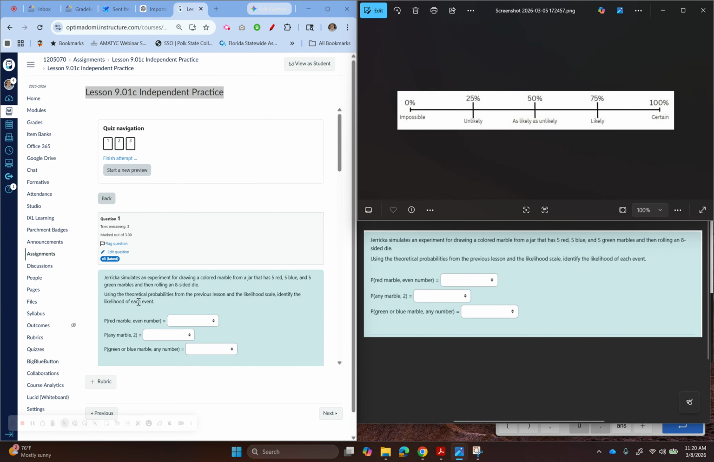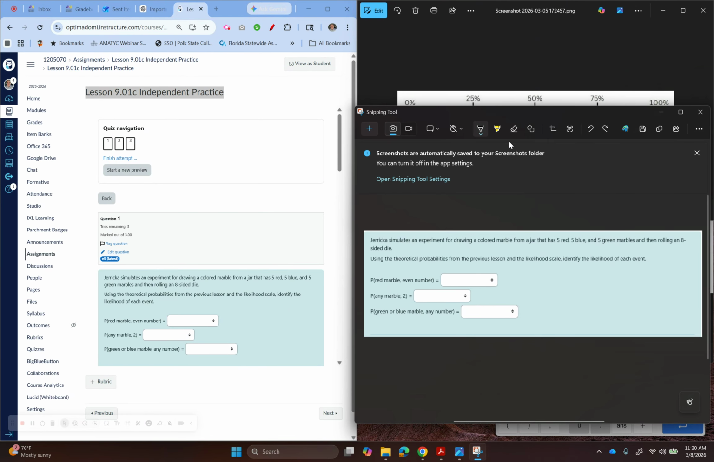So here we go. Let's do problem number one, the first one that says, what's the probability of a red marble and then an even number? Here you're taking marbles out of a jar, and look how many we have: 5 red, 5 blue, 5 green. So what's the probability that it's going to be red? Well, if there's 5 of each color, that means there's 15 in total. And out of those 15, there are 5 red.